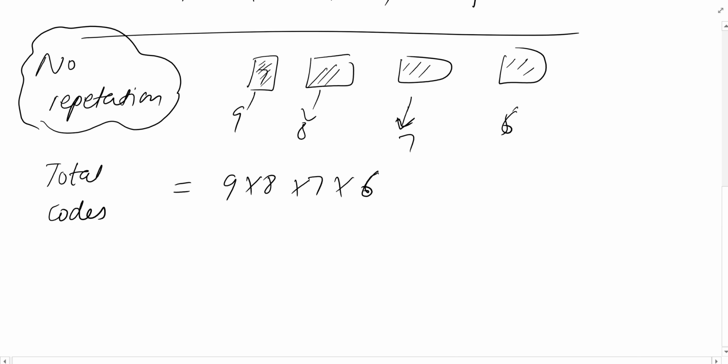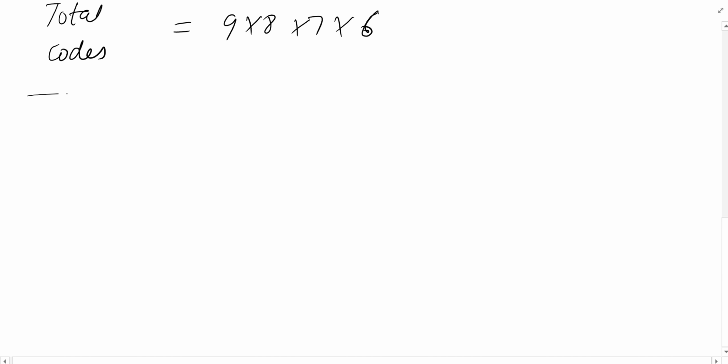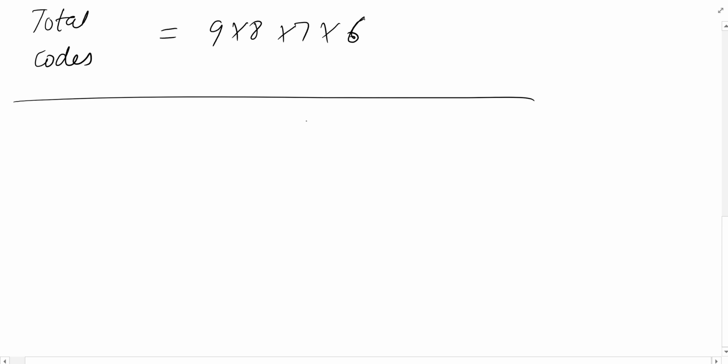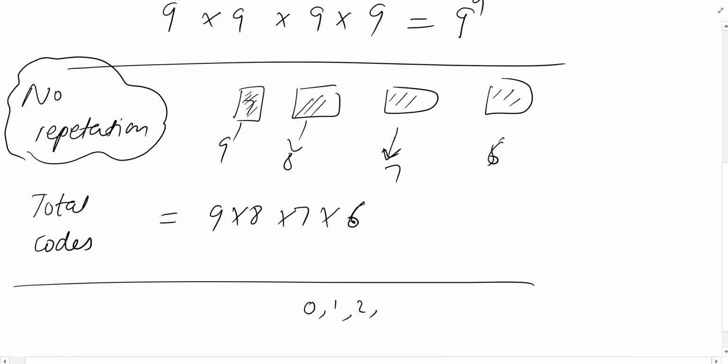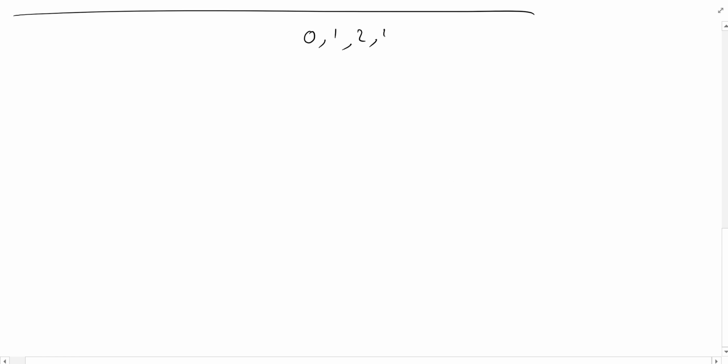Now, if they restrict to a smaller set, let's assume the set is 0, 1, 2, 3, 4, 5. I missed 3 actually, so let me write it down: 0 to 5. Now, if they ask you to make a 3-digit code, repetition is not allowed.